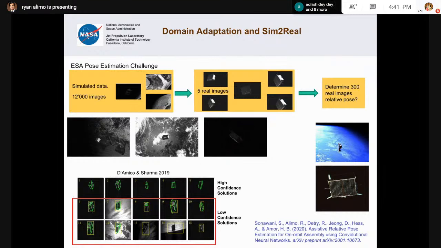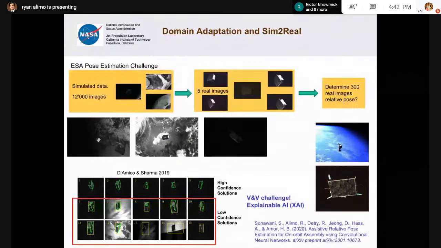And one thing that is really important in space is the validation and verification challenge, especially for deep learning algorithms. In other literature, like deep learning literature, we also call it explainable AI or XAI. And that's about how we can diagnose this deep neural network. So this is the paper that we had, and we briefly talk about one approach that we can diagnose the CNN for the pose estimation of the spacecraft.